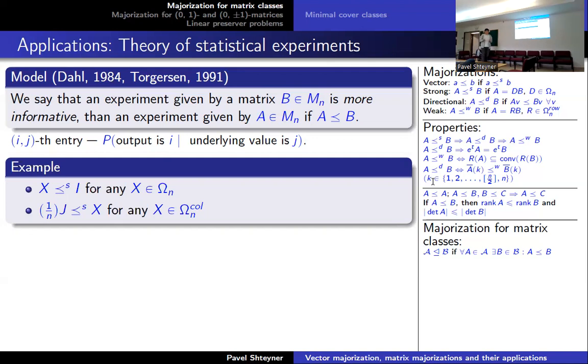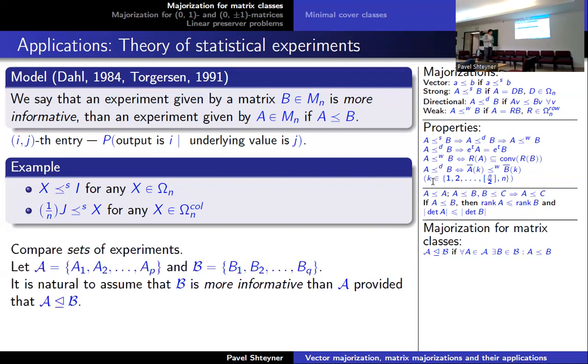And what is the worst matrix of an experiment? This is a matrix with all the elements equal. J is a matrix of ones. You want to know what J is, you perform an experiment and you get the I. And you know the matrix of probabilities.